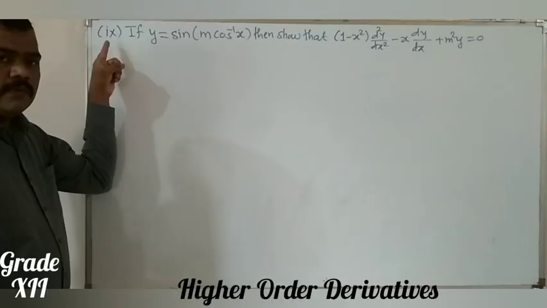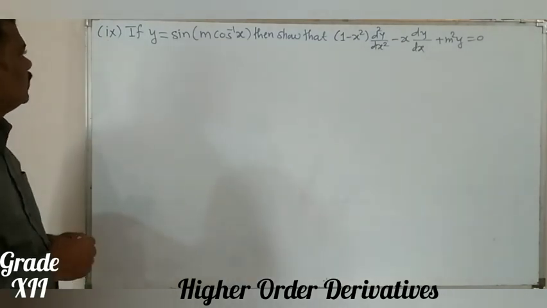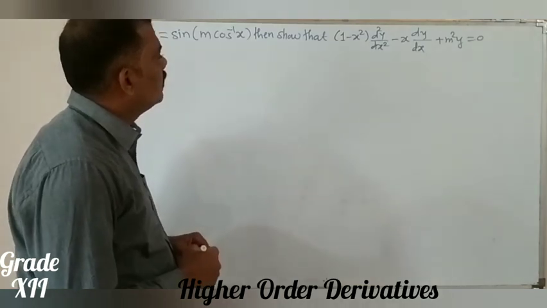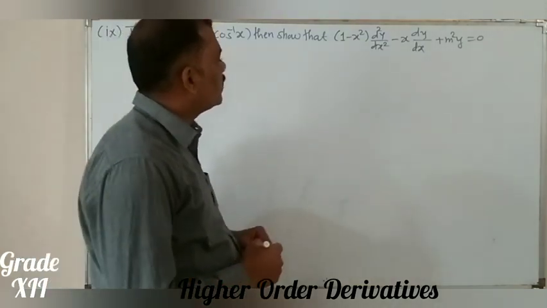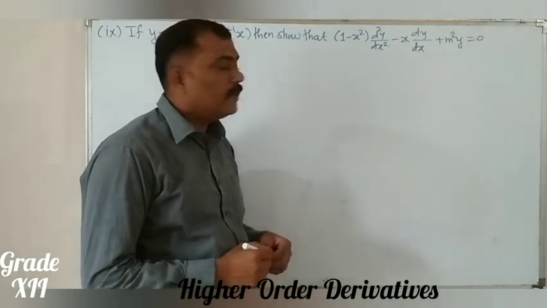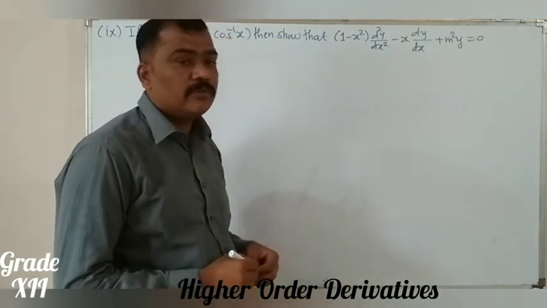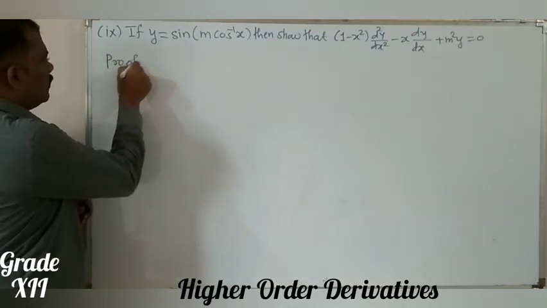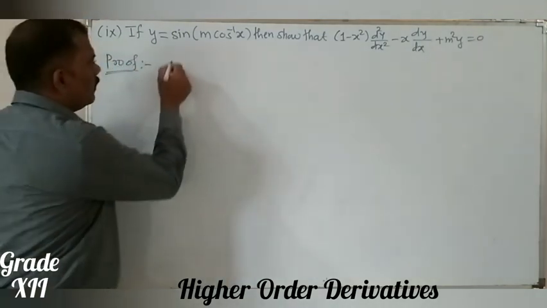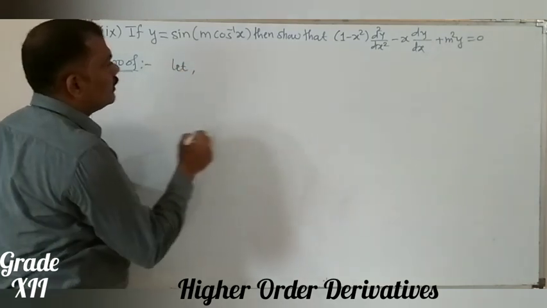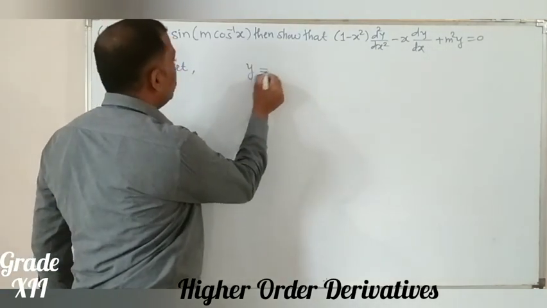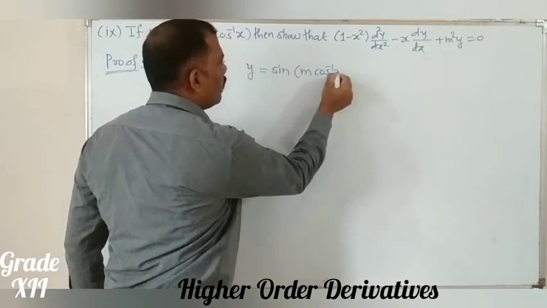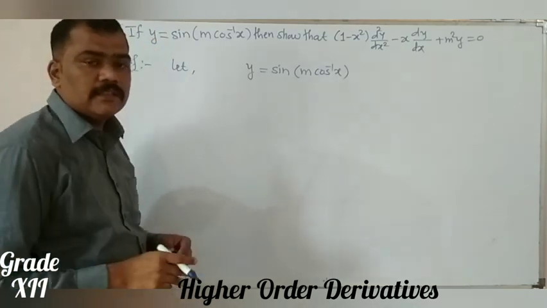What is example number 9? See here. Example number 9 is: if y is equal to sine of m cos inverse x, then show that (1 minus x square) d2y by dx square minus x into dy by dx plus m square y is equal to 0. Proof. Let y is equal to sine of m cos inverse of x.